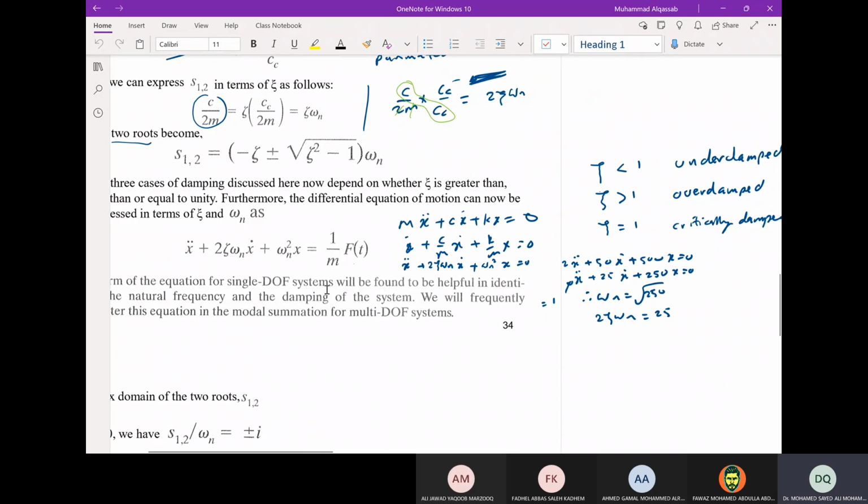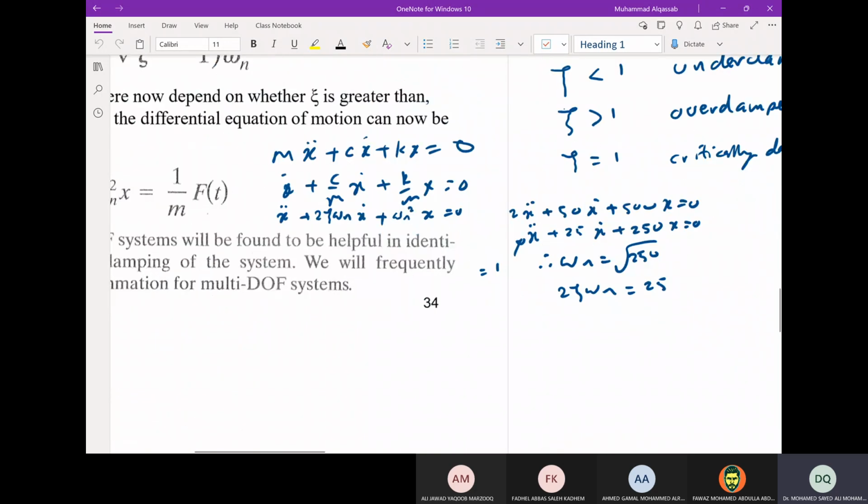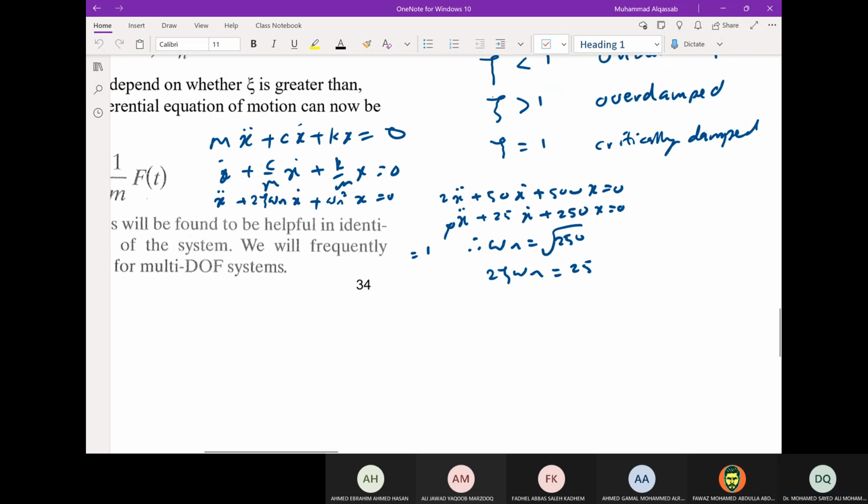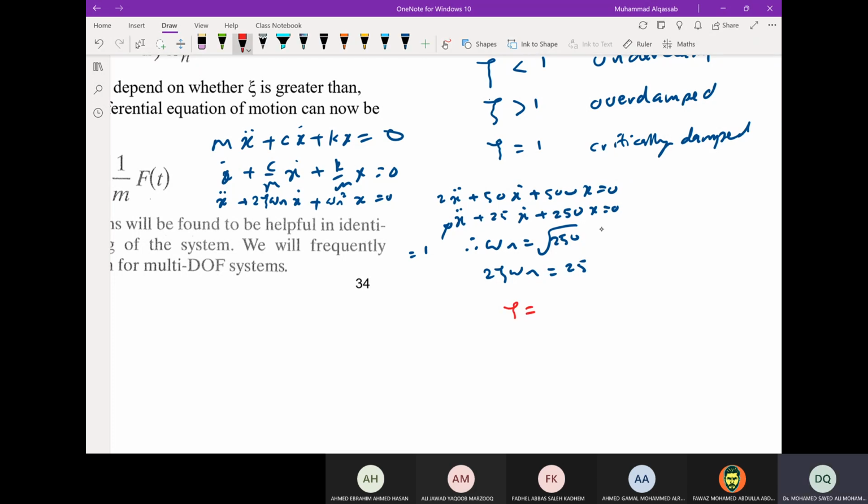Okay, and here I gave an example: we have 2x double dot plus 50x dot plus 500x equal to 0. So we can divide by 2 first, making the coefficient of x double dot equal to 1. Then the coefficient of x is omega n squared, and the coefficient of x dot is 2 zeta omega n. From here we can find zeta is 25 divided by omega n, where omega n is the square root of 250.